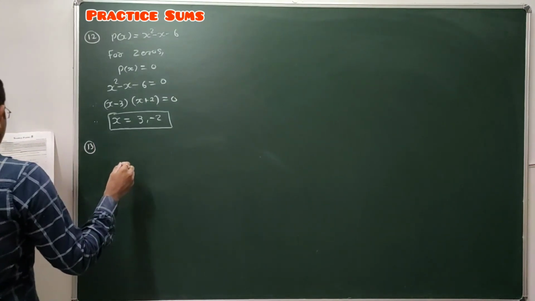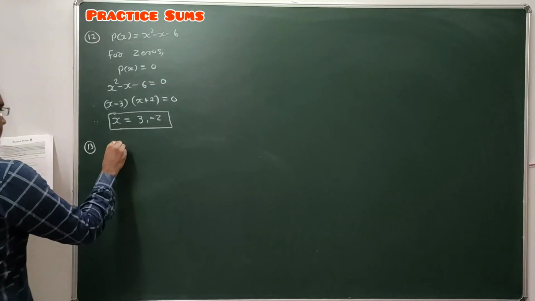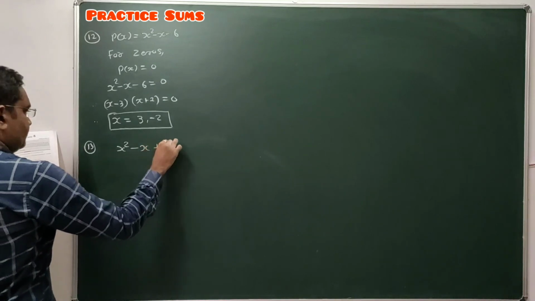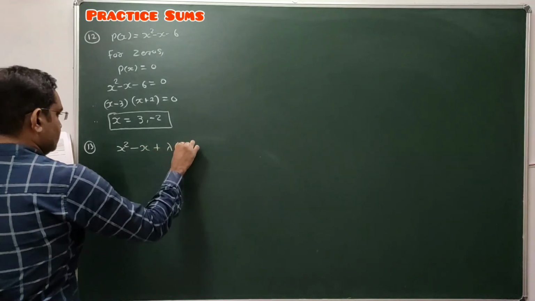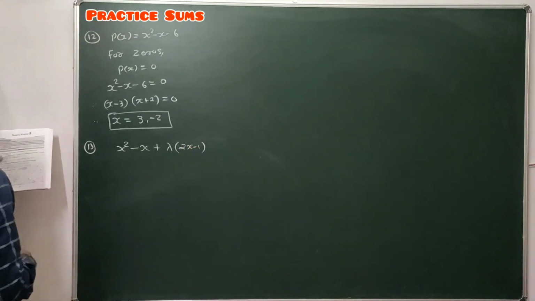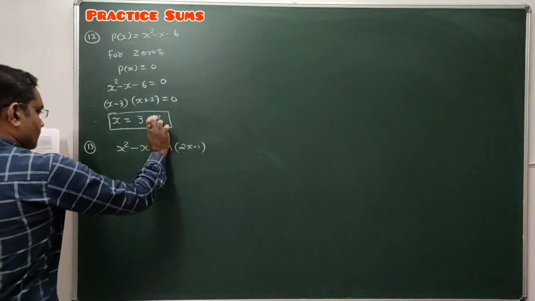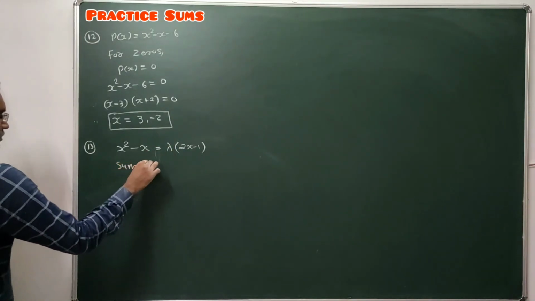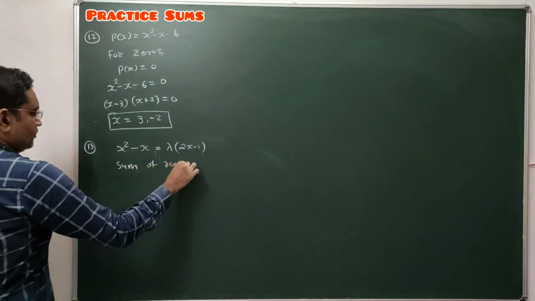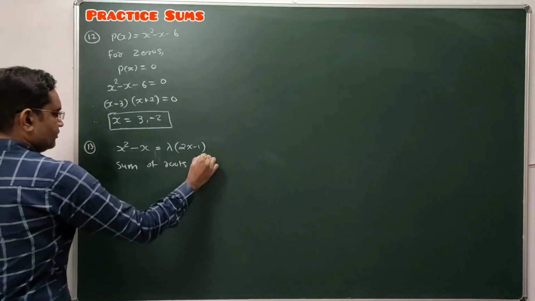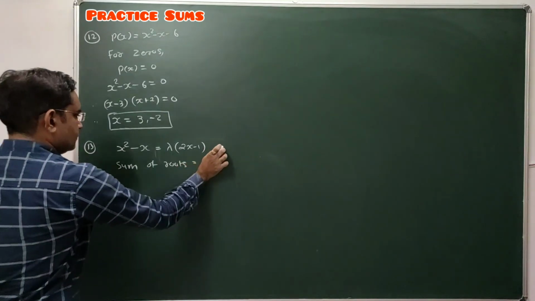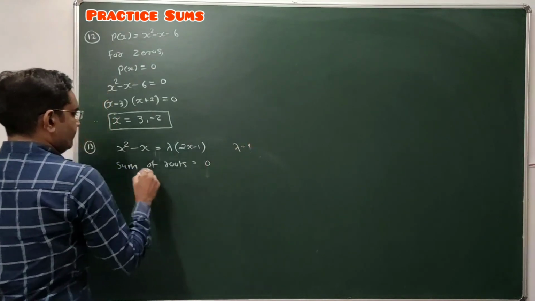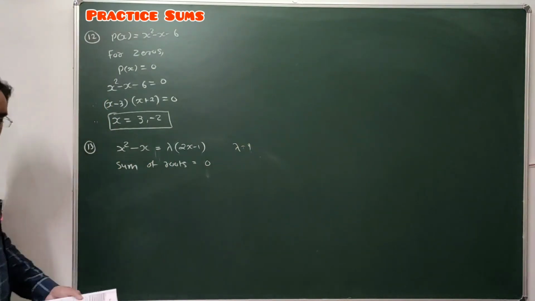Question number 13. The sum of the roots of the equation is 0. The equation is x square minus x equal to 2 lambda x minus lambda. For this equation, sum of the roots is 0. Find the value of lambda, if for this equation the sum of the roots of the equation is 0.